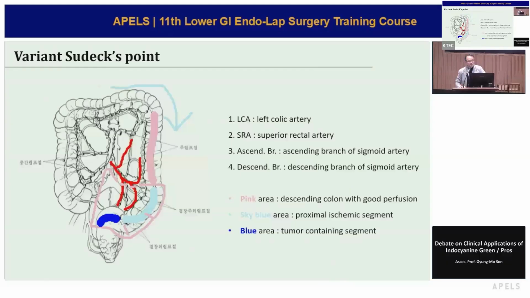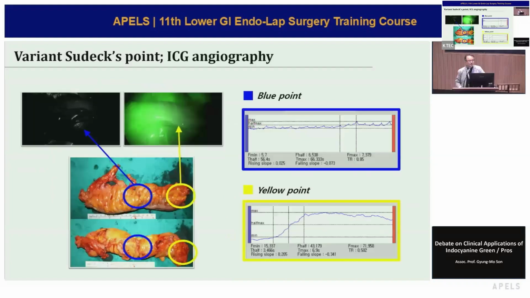So I want to show you a case. Actually, the key point is the disconnection of the marginal artery. In this case, we preserved the left colic artery and preserved the sigmoid artery, but the patient had an ischemic segment. I believe this patient had a disconnection of the marginal artery. Initially, I tried to anastomose here, but this almost 10 centimeters of segment shows poor perfusion.